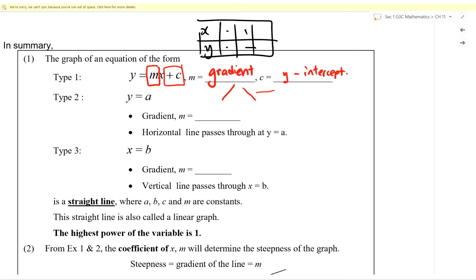Right, in the second example in this set of notes, when x is equal to 0, I don't care what the gradient is. The gradient times 0 gives me 0. Then I plus c. That will be the y value when x equals 0. That will be the y-intercept.